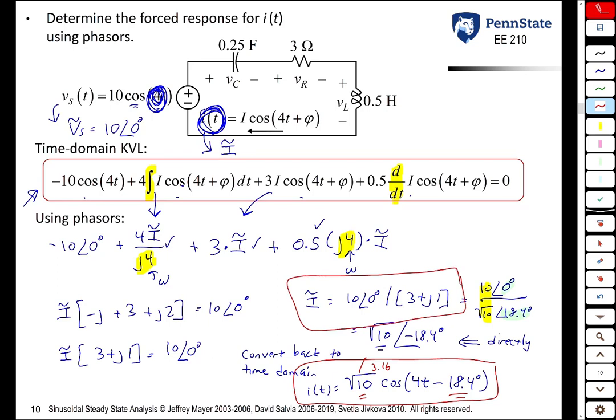Next lecture, we're going to introduce the concept of impedances, which will make this problem even easier, because it would allow us to totally get rid of the integration and the differentiation. And once we combine phasors and impedances together, we will really see the advantages of working in the phasor domain for sinusoidal steady-state analysis.